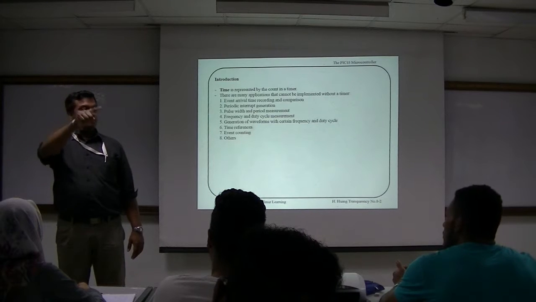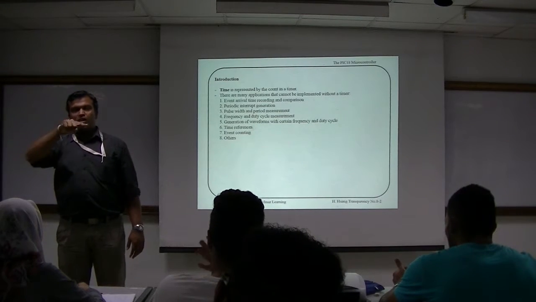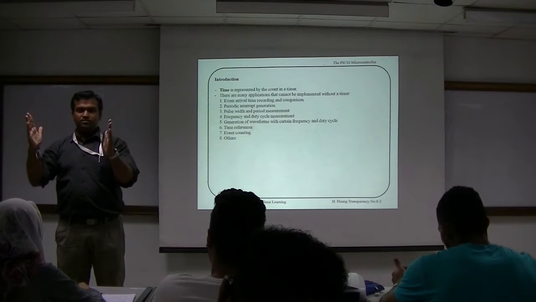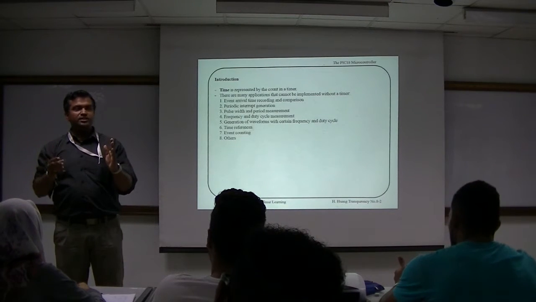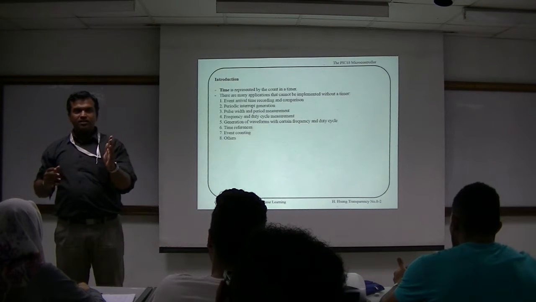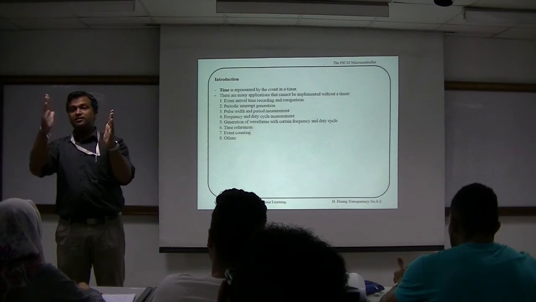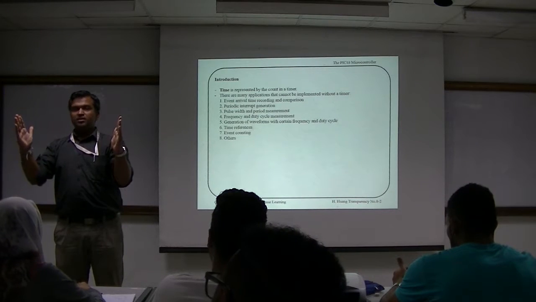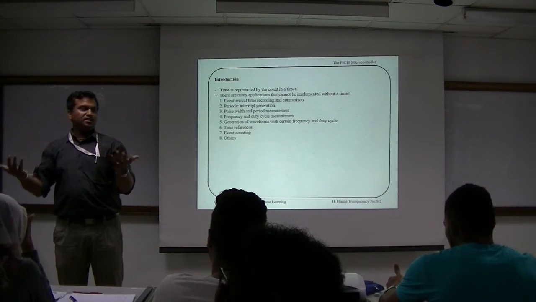Let's say for example you have a square wave, right? The square wave, you have the high and low and then the high, right? From one high to the next high, that's one period. So you can use the timer module to detect the first one and then the subsequent one. So you'll capture this time and capture this time and you can get the time, right? From there you can get the frequency.